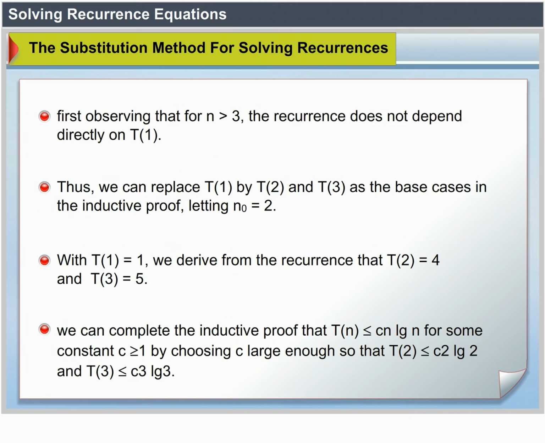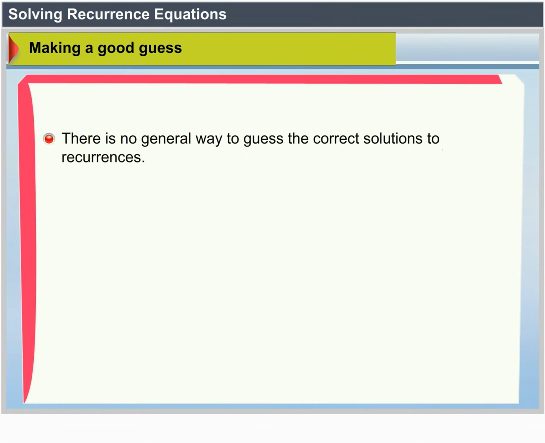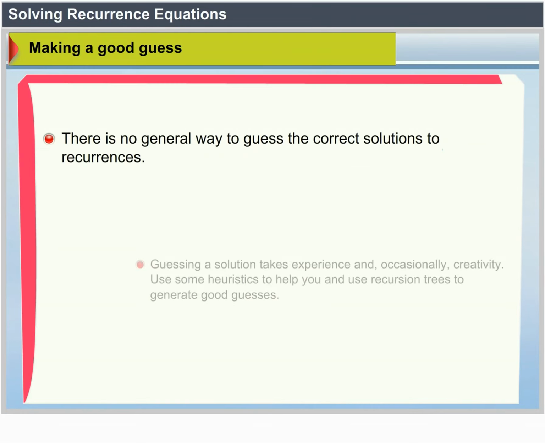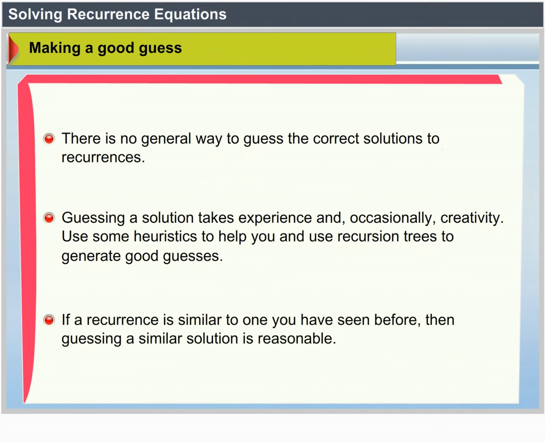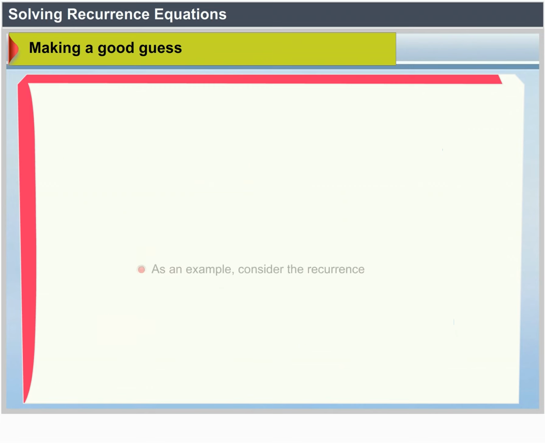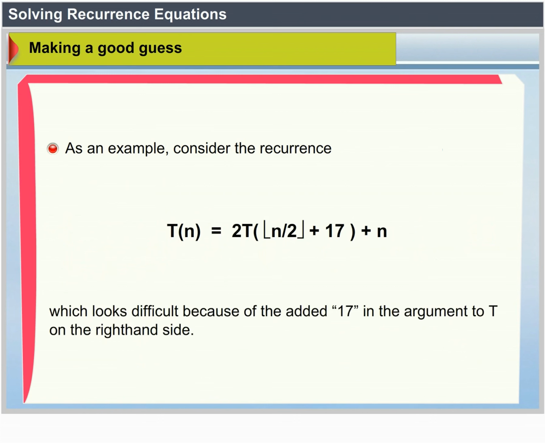Making a good guess. There is no general way to guess the correct solutions to recurrences. Guessing a solution takes experience and occasionally creativity. Use some heuristics to help you, and use recursion trees to generate good guesses. If a recurrence is similar to one you have seen before, then guessing a similar solution is reasonable. As an example, consider the recurrence T of n equals 2T of floor of n by 2 plus 17, plus n, which looks difficult because of the added 17 in the argument to T on the right-hand side.